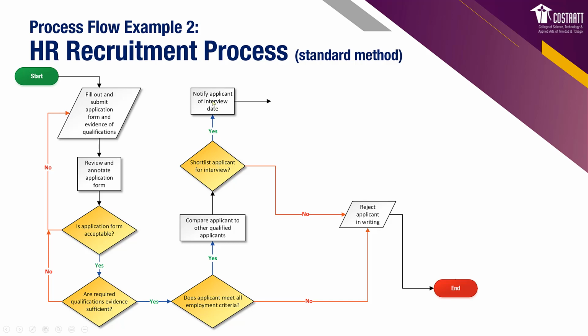Now, I could have used a parallelogram for this step. Why? Because it's information. You are informing someone of the interview date. So yes, I could have used a parallelogram and that would have been 100% correct. So why didn't I? The answer is because notifying not just one applicant, but all of the applicants who were shortlisted is a process that involves informing them. But it's not just letting them know that they're going to be interviewed.